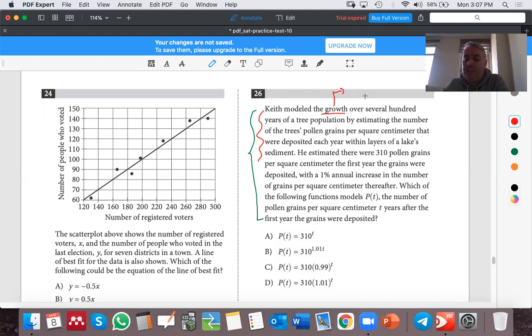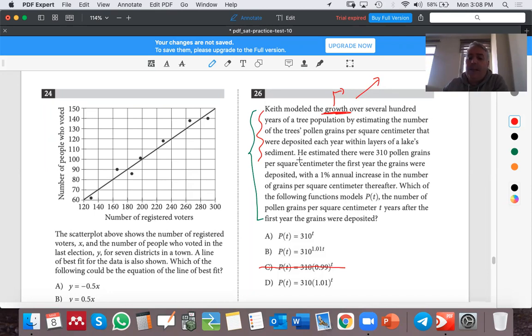If something is between 0 and 1, the thing will decrease, like 1 over 2 to the power of 1, 1 over 2 to the power of 2, 1 over 2 to the power of 3: 1 over 2, 1 over 4, 1 over 8, decreasing. So I can directly eliminate this one after reading this sentence. 0.9 to the power of something multiplied with 310, the final result will be decreasing. Since this is growth, it must increase.